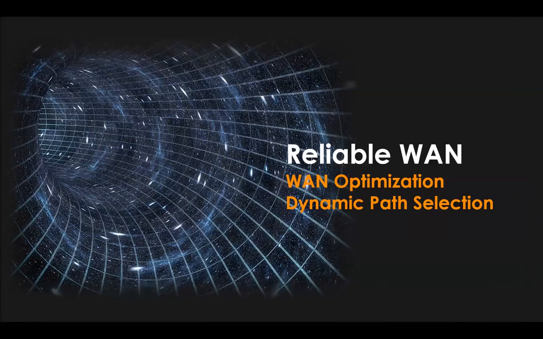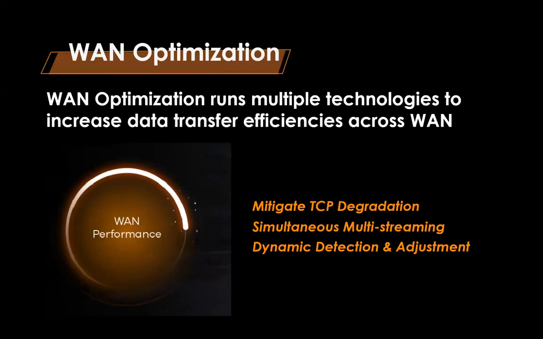Dynamic path selection is another key function that we'll talk about as well. It allows you to make sure that whatever packet of traffic is heading down which interface of your WAN connection is choosing the best path. So really, that's what it is. The WAN optimization uses multiple different types of technologies.